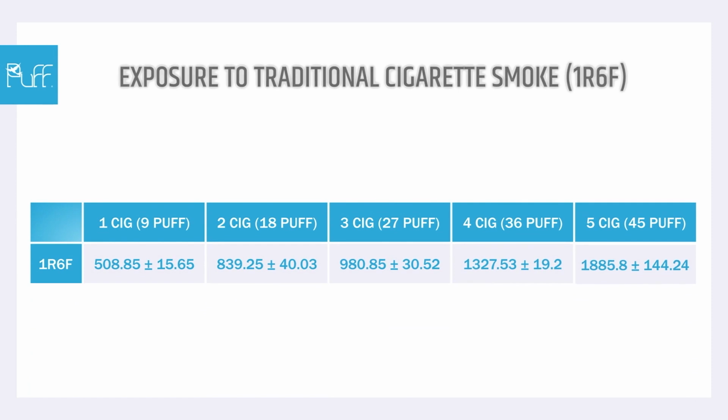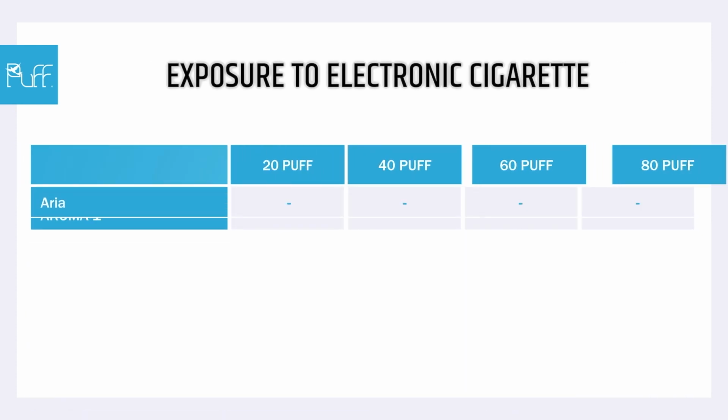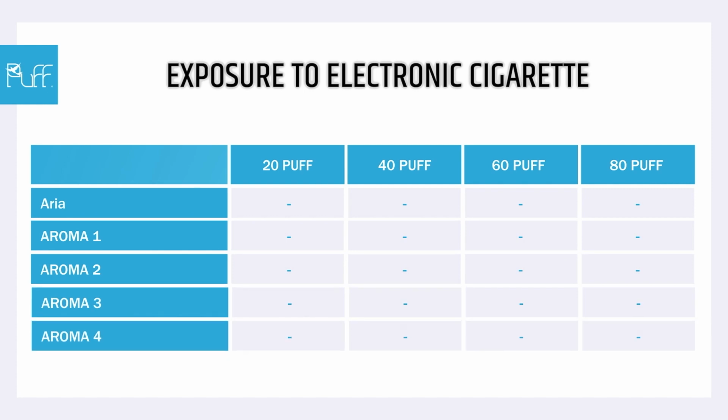With smoke, after only 9 draws, i.e. 1 traditional cigarette, we insert a significant amount of free radicals into the body, the quantity of which becomes enormous after 5 cigarettes. But what happens using the electronic cigarette? There is no production of free radicals, the same as with air, despite the presence of nicotine.